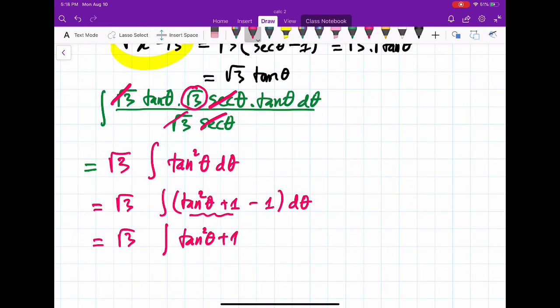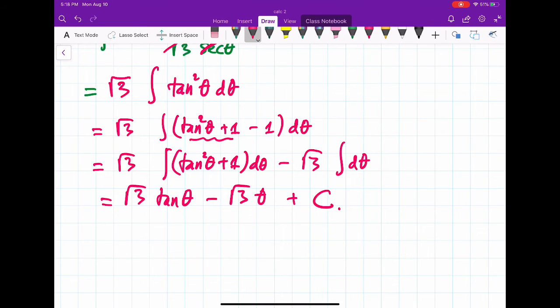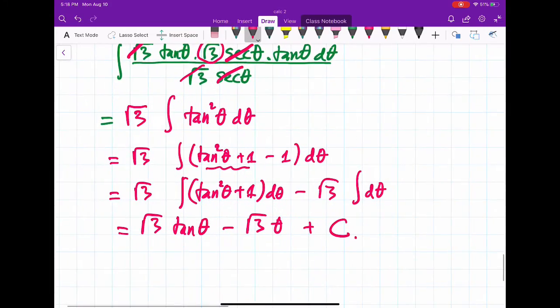That's why I need to add 1 and subtract 1. You see that? Minus square root 3 d theta. So I have square root 3 tangent of theta in here, minus square root 3 theta plus constant. So we have an answer in terms of theta, right?